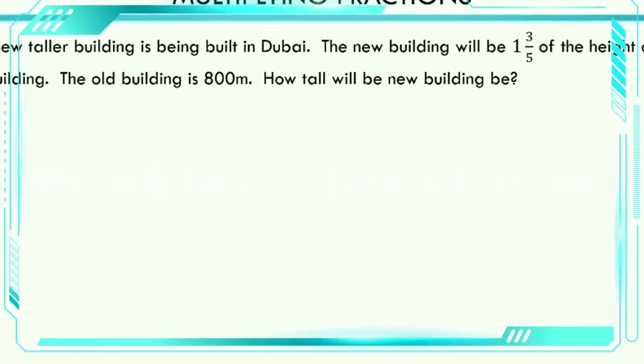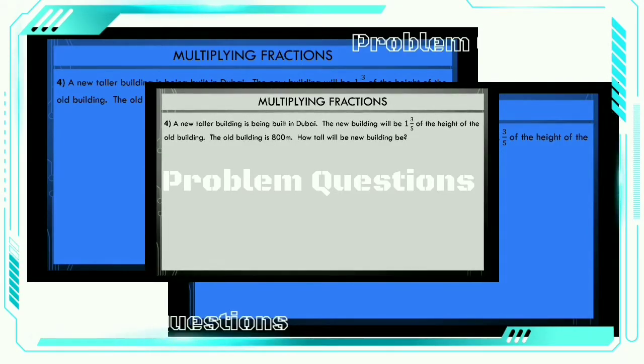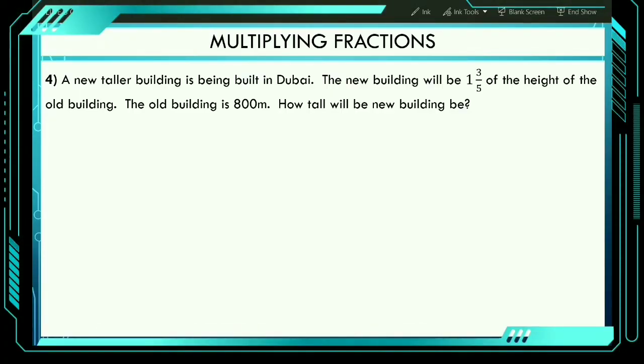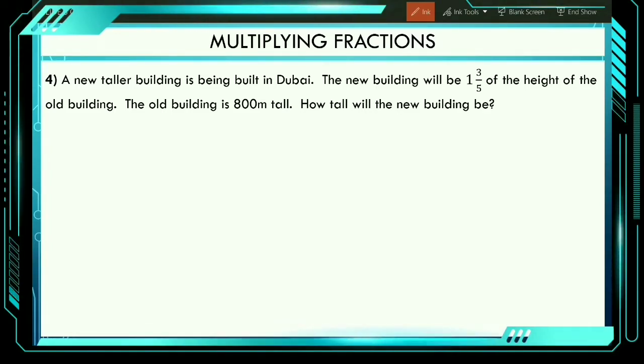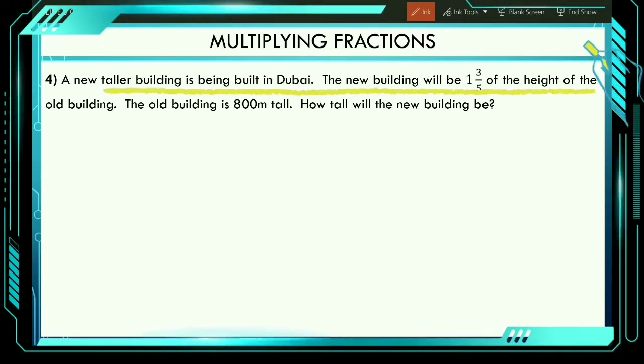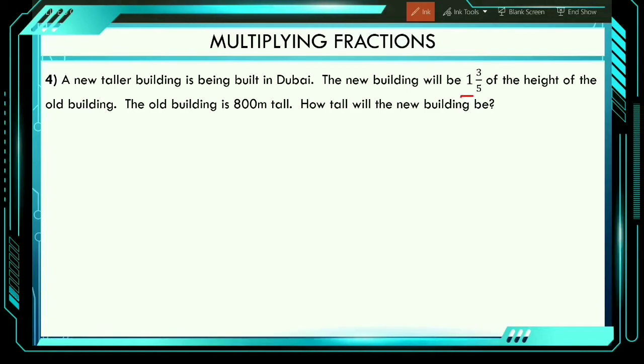A problem question involving multiplying fractions. A new taller building is being built in Dubai. The new building will be 1 3/5 of the height of the old building. The old building is 800 meters tall. How tall will the new building be? Now, in order to answer this question, we firstly need to highlight all the key points and make sure we understand them. So the first key point I'm going to draw your attention to is where it says the new building will be 1 3/5 of the height of the old building.